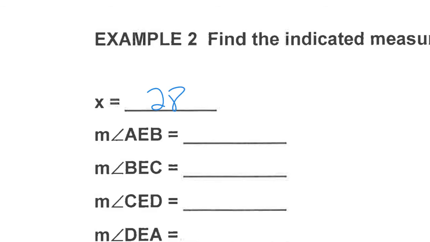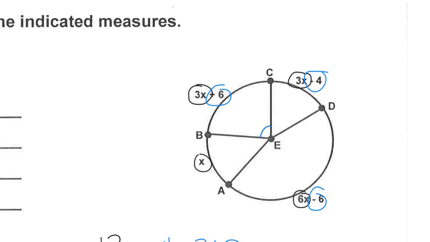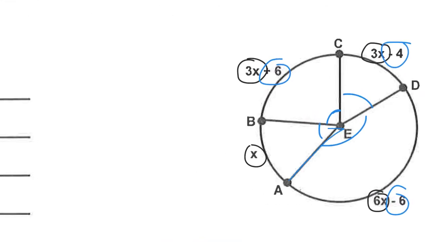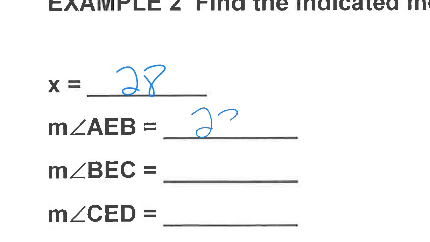And now, guys, it's all about just plugging it in. But remember, whatever you get is going to be in degrees since it's asking for angles. It is asking for the actual angles, but we should know these are central angles. So whatever we get when we plug it in is what the answer is going to be. So first, angle AEB, this one right here, it's just x. So it's going to be 28 degrees.